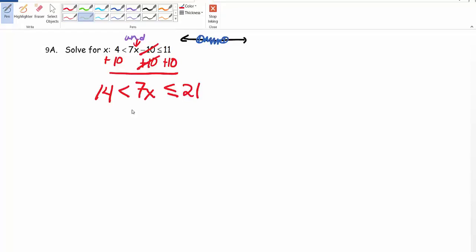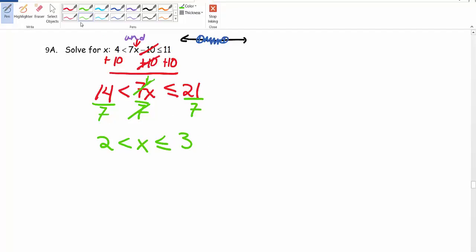Now all we have to do is go ahead and still try and get the x by itself in the middle. It has this coefficient 7, so we'll divide 7 on all three sides. In the middle it cancels. On the left side, 14 divided by 7 comes out to be 2. X again is in the middle. It's less than or equal to 21 divided by 7 comes out to be 3. So there we've gone ahead and solved for x.